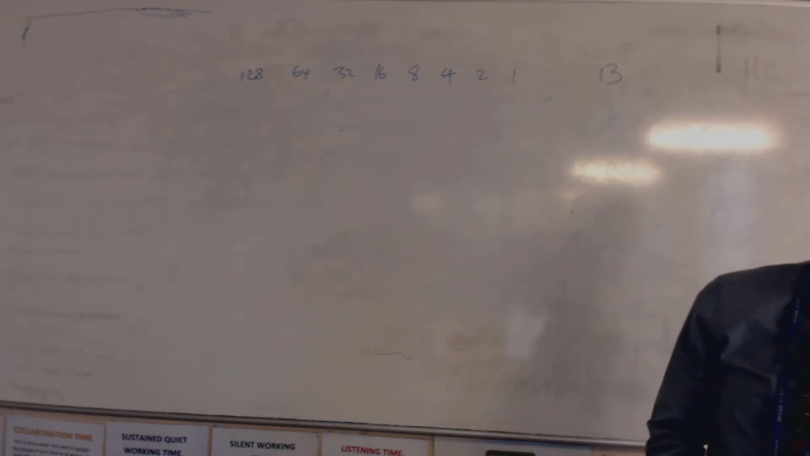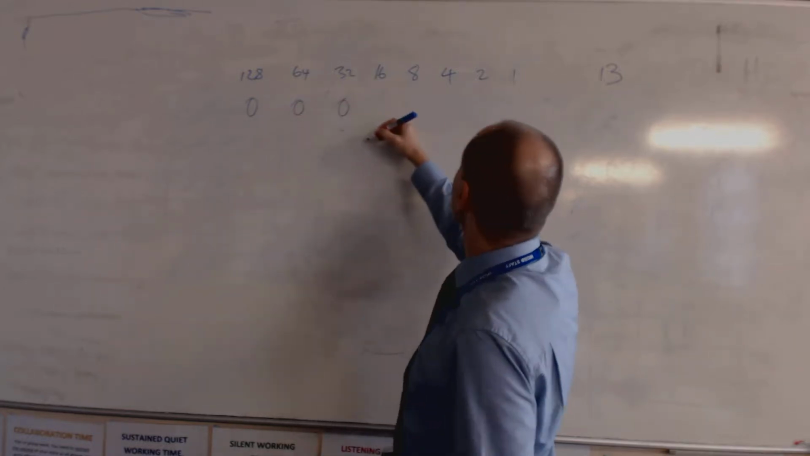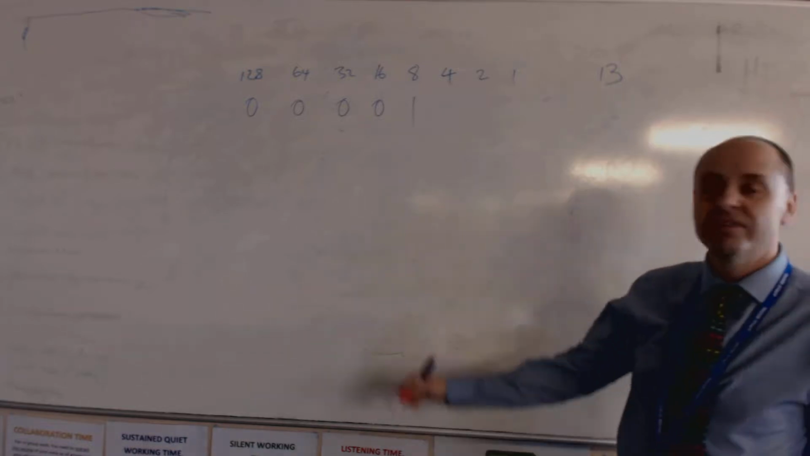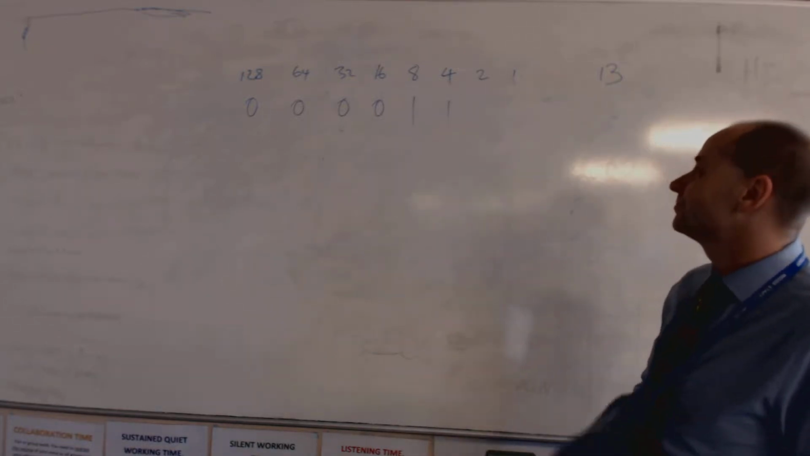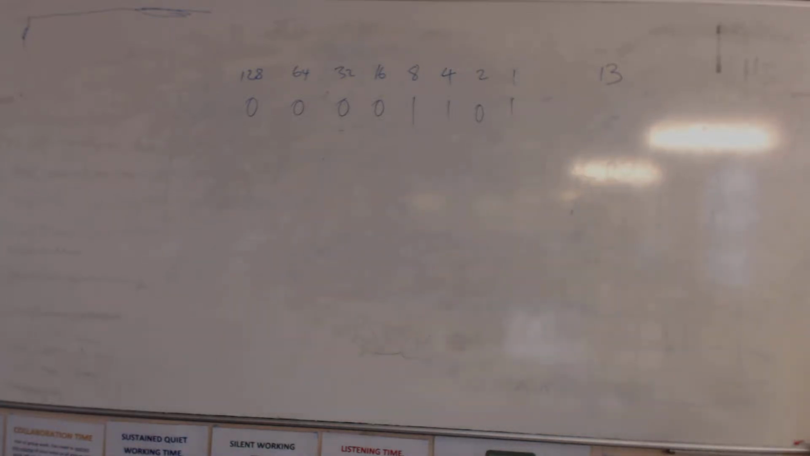So, just writing down 13: 128 don't go in, 64 don't, 32 don't, 16 don't, 8 does, leaving us with 5. So we can have a 4, which leaves us with 1. So that's 13. When we're doing positive, wholly positive numbers, what we call unsigned numbers, that is fine.